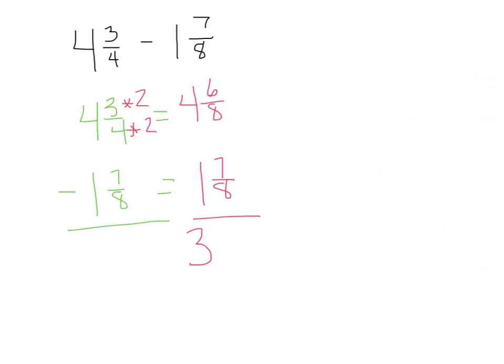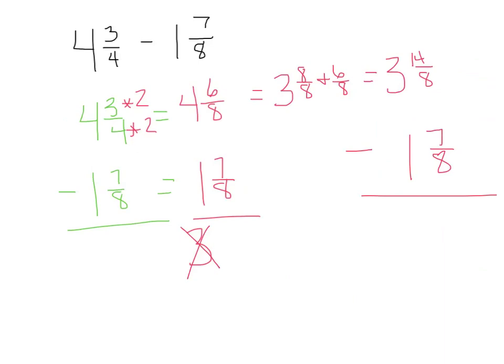I'm going to get rid of this 3. And I'm going to turn 4 6/8. I'm going to trade out one of those whole numbers and make it 3 8/8 plus that 6/8. And it becomes 3 14/8 minus 1 7/8.